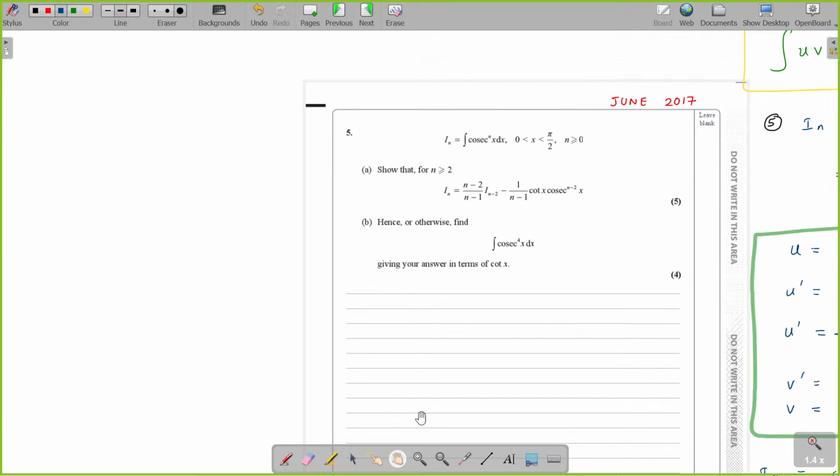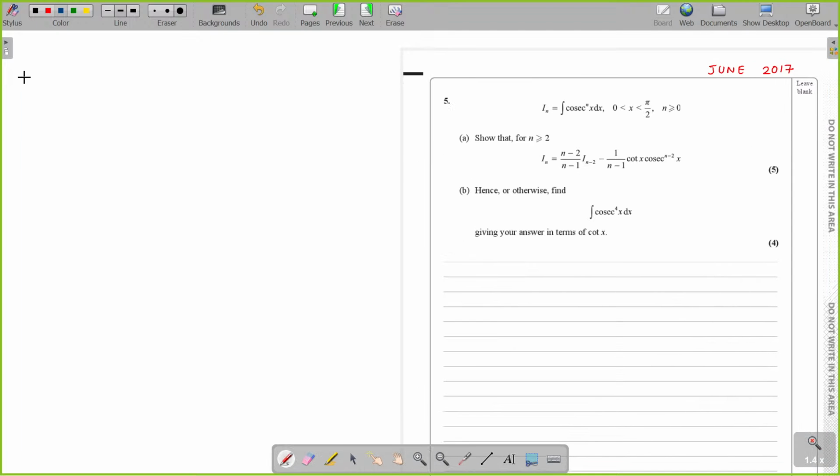Okay, part B, what are we supposed to do? How does part B work? They are asking you, hence or otherwise, find the integration of cosec x to the power 4 with respect to x. We have I_n defined as the integration of cosec x to the power n, so cosec x to the power 4 means this is I4. So what do we do here?